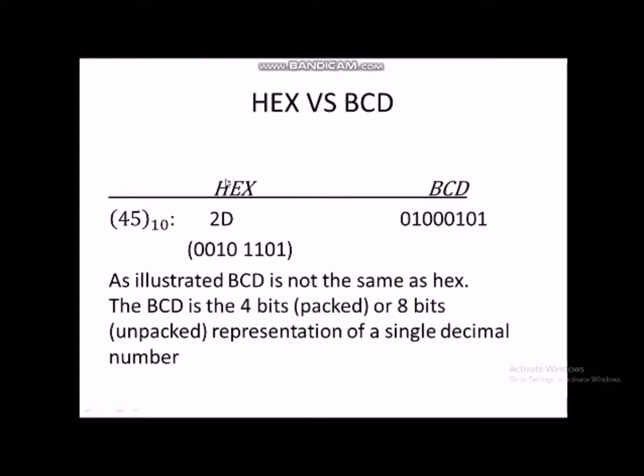Now, the hex representation of 45 is 2D, and 2D in binary, or the 1 and 0 representation of 2D, is 00101101. But the BCD representation of 45 in decimal is just representing each of the decimal digits with 4 bits. So there is a difference between BCD and hex, and it's clearly seen here with the example of 45.